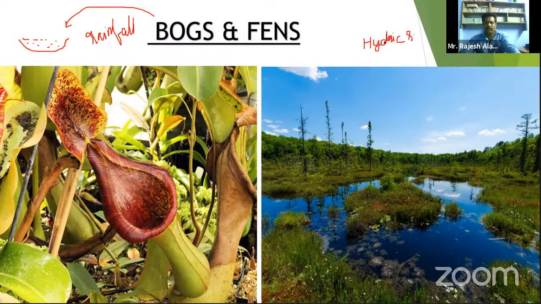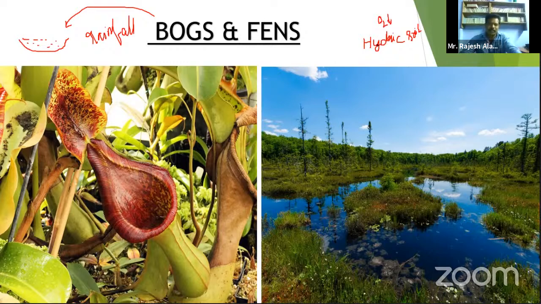Hydric soil. See this diagram, sir. In hydric soil, the water is more or less stagnant, and there is no chance that more oxygen can dissolve in this water. That's why wetlands are a clear source of release of methane. They are stagnant water, marshy land. The amount of dissolved oxygen is very less. When the oxygen level is less, then this soil is called hydric soil.